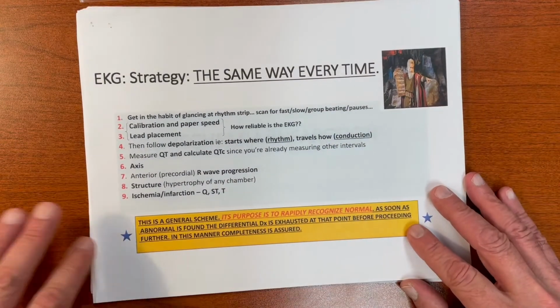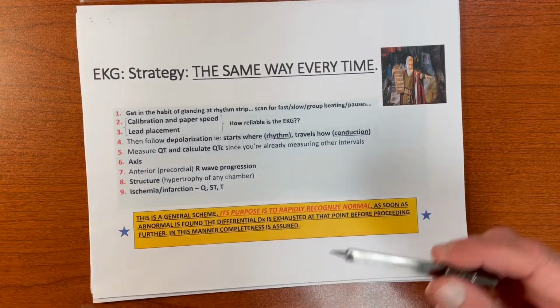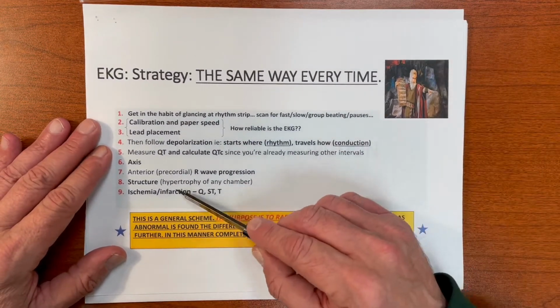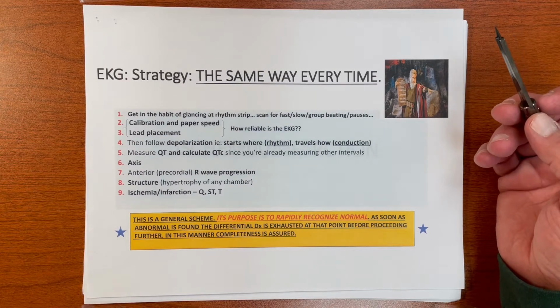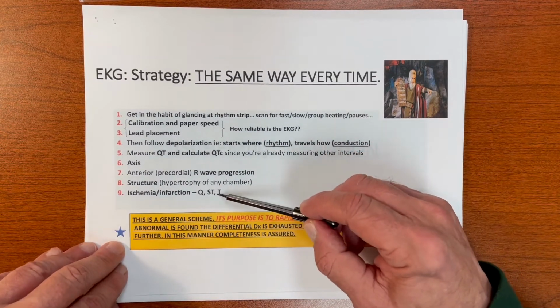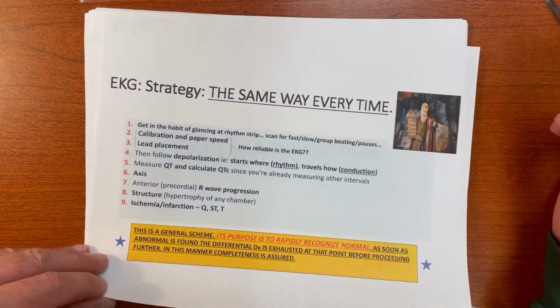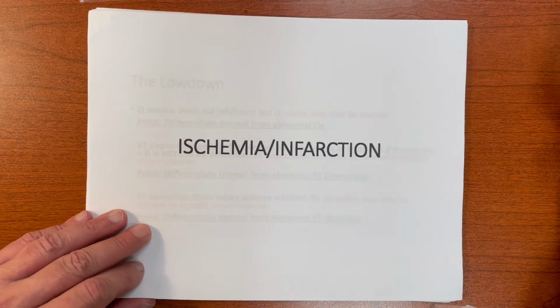So in our scheme, let's move on. Lastly here, we're talking about ischemia and infarction. Remember, obviously, this would come first if you're in the emergency room and you're admitting somebody with an acute coronary syndrome or something. You might do that real fast, but you're going to go to this step, okay? You have to be practical. So ischemia and infarction.